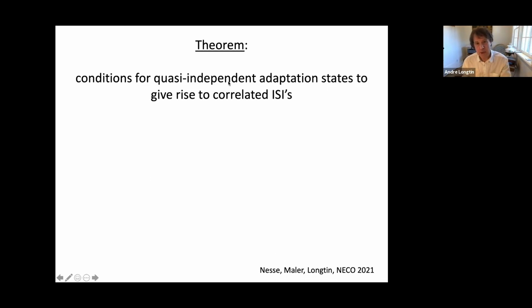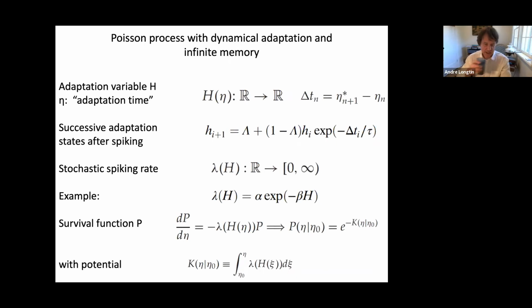Will, in particular, came up with this theorem, conditions for quasi-independent adaptation states to give rise to correlated ISIs. I'm just going to sketch the idea in a few minutes here. So we're dealing with a Poisson process in which there's a dynamical variable. So the rate is random, is Poisson, but there's a dynamics in it, which is the adaptation process.